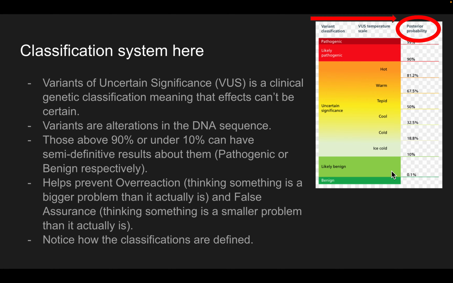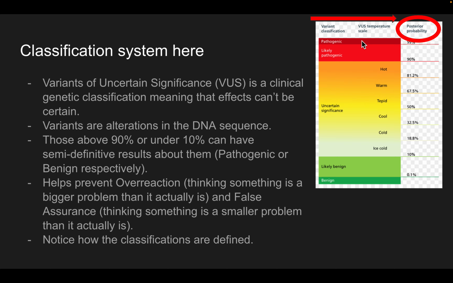So these classifications, in the clinical sense, help prevent overreaction, which means thinking something is a bigger problem than it actually is. Like, I think this is a very big problem, but it's actually just benign or likely benign. And false assurance, which is the opposite, is thinking something is a smaller problem than it actually is. I think it's uncertain or likely benign, but it's actually likely pathogenic or pathogenic.